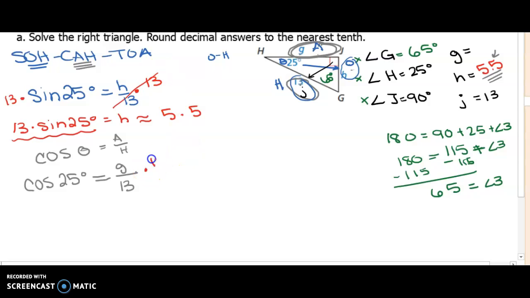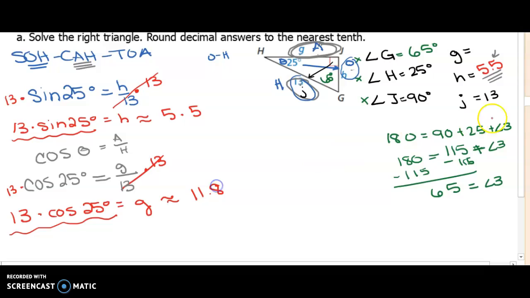Okay, multiply both sides by 13. Remember, we always want to get rid of that denominator. So that goes away. So 13 times cosine of 25 equals G, and our calculator knows what cosine of 25 is, so 13 times cosine 25 in our calculator, I get roughly 11.8. So G is roughly 11.8, and we have solved the triangle.